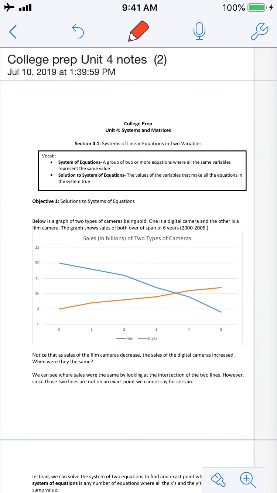Alright, welcome to section 4.1. Woohoo! Chapter 4. Chapter 4 is all about systems and matrices. So we're going to start with systems today. Big topic item, what the heck is a system?